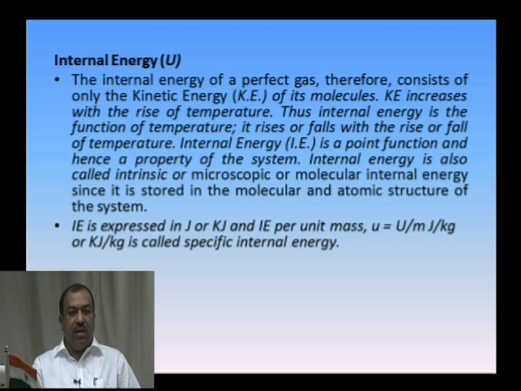Internal energy is also called intrinsic or microscopic or molecular internal energy, since it is stored in the molecular and atomic structure of the system. Internal energy is expressed in joules or kilojoules, and internal energy per unit mass, joules per kg or kilojoules per kg, is called specific internal energy. When the internal energy is considered with respect to the mass, then it is called what? Specific internal energy.